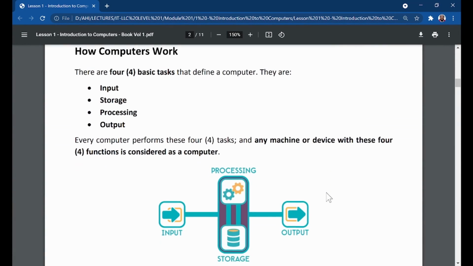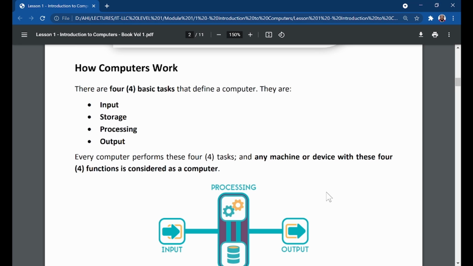After what we will learn today, we'll be taking our first class test. So get prepared. It has been long overdue. Alright, so today we'll be looking at how computers work. And we are going to look at the four basic tasks of a computer. And this will help you really understand how computers work.